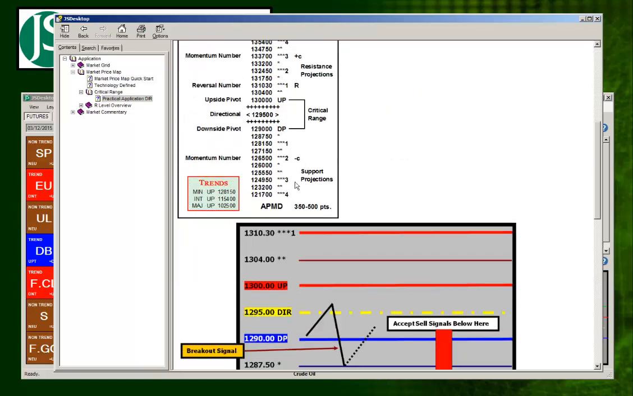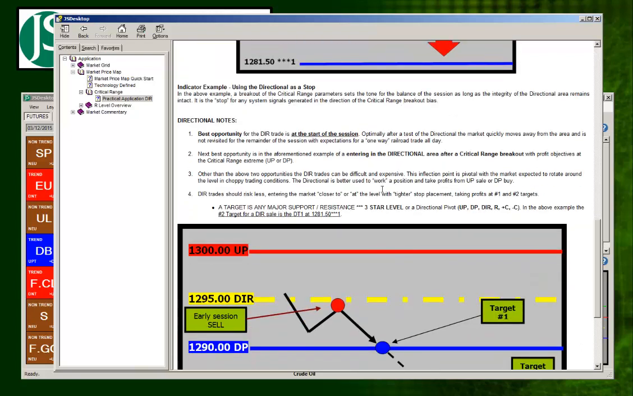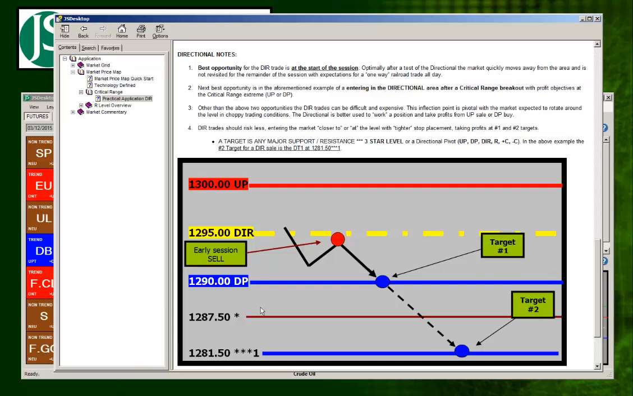So if we focus in on some practical application on the directional, whenever we do get a breakout of the critical range, the directional becomes a good inflection point to determine if the trend is going to follow through. And also the directional can be a good indicator at the start of the session.